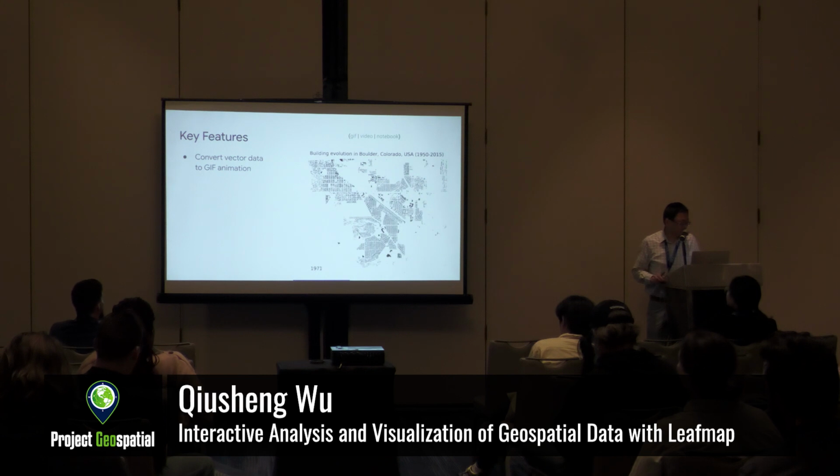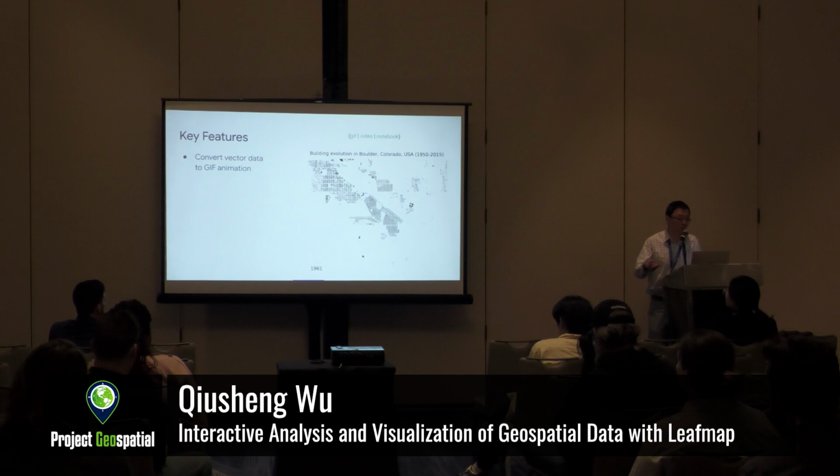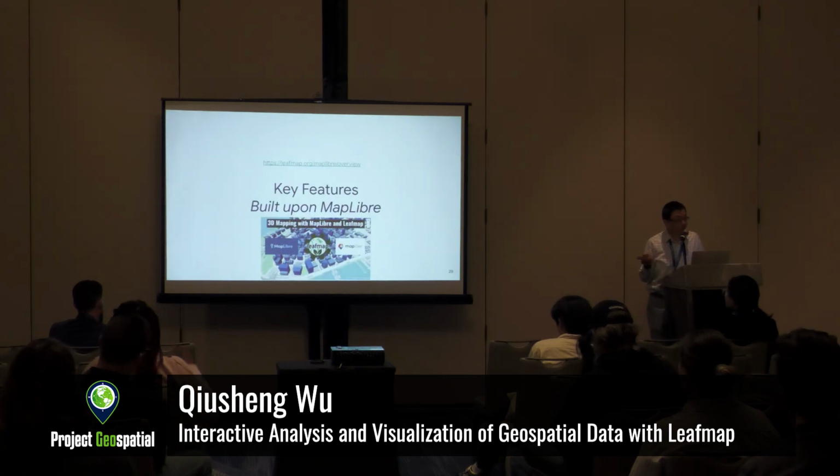Lastly, if you need to create some cool animation from vector data, for example, this one shows you the evolution of the buildings based on the build year, so you can see the changes. It might take a lot of lines of code to generate something like this. In Leafmap, it's one line of code. Just give it the data, provide the column you want, and it will generate this for you. So these are some of the key features I want to show you, and it's based on ipyleaflet.